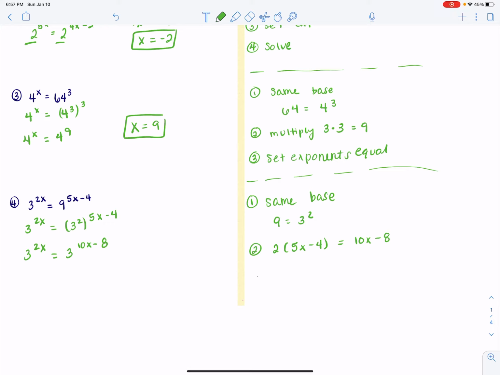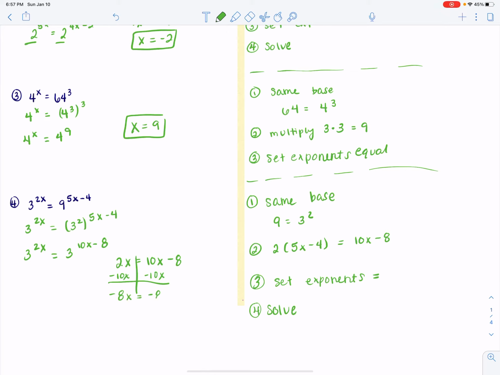Now I can set my exponents equal. So I have 2x equals 10x minus 8. And now I need to solve so that I know what just x is. So I'm going to move the 10x. So 2 minus 10 is negative 8x equals negative 8. Divide by negative 8. X equals positive 1.